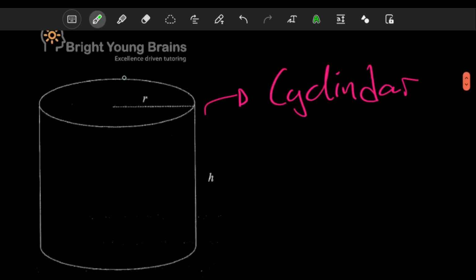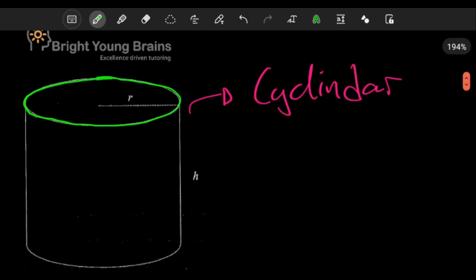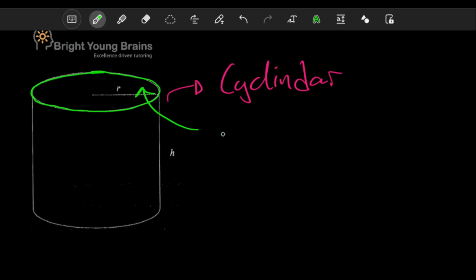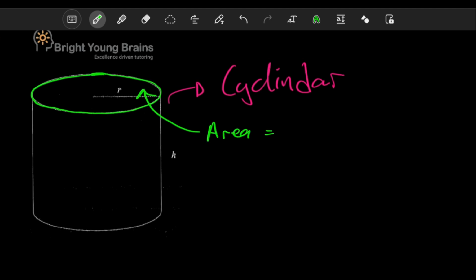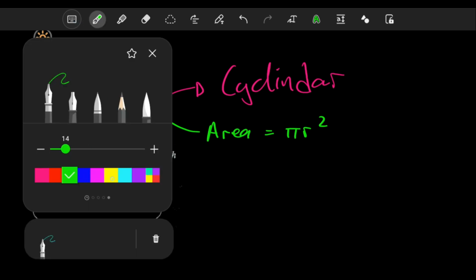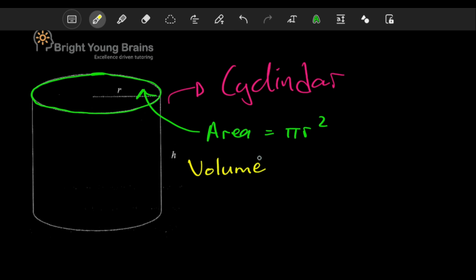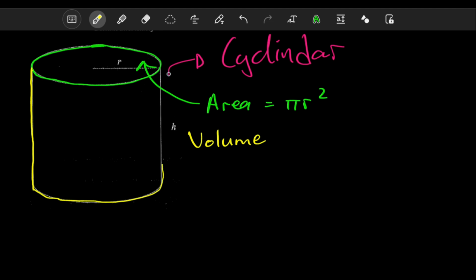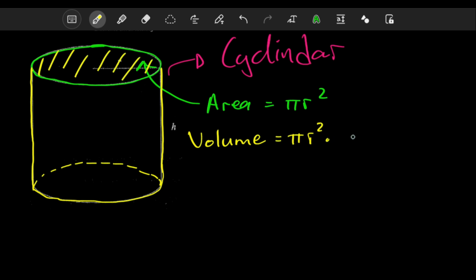We know what makes this a cylinder is this circle over there. Now with any cylinder, the area of any circle, as we know, is just pi r squared. When you want to talk about the volume of a shape, you have to consider the area of this circle multiplied by the height going downwards. So the volume here will be pi r squared, which is the area of your circle, and then you just multiply that with the height going downwards.